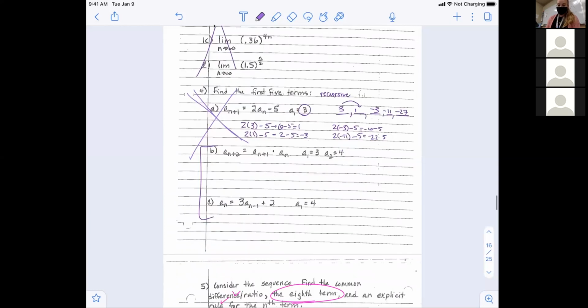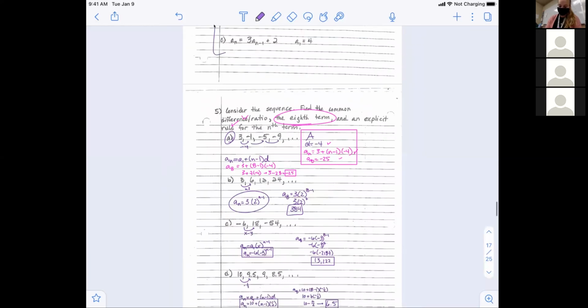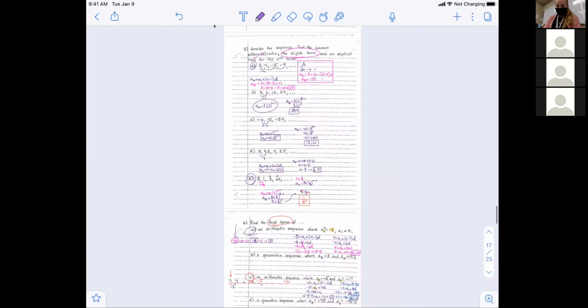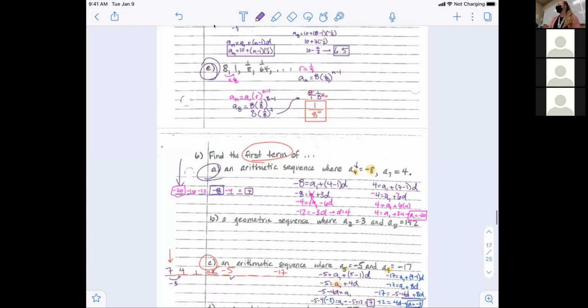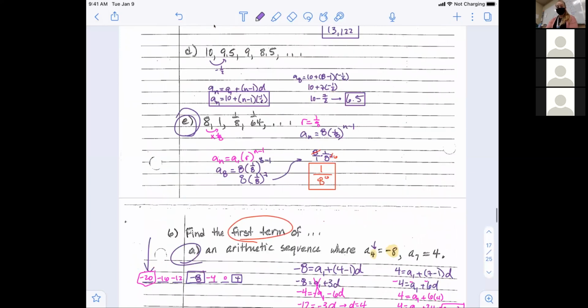And this number 5 is a lot like what I was just talking about on number 3. So this is also true. Ones like this one, find the first term of, that's more like a bonus problem. That's fair game. You should know how to do those.